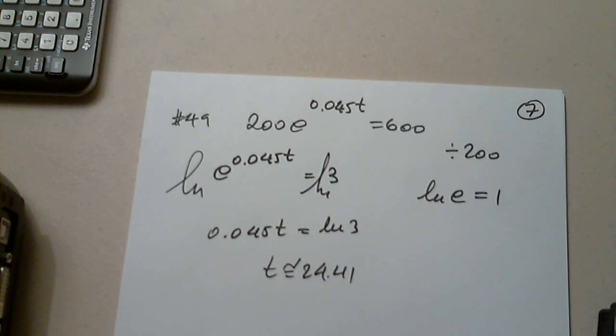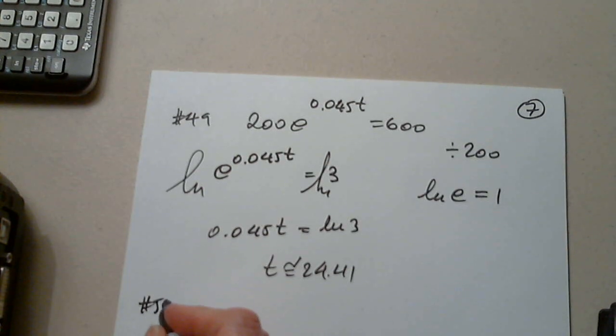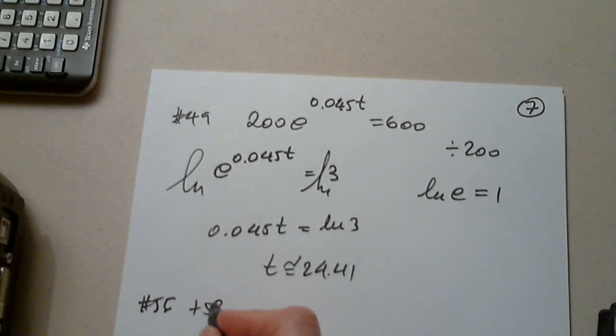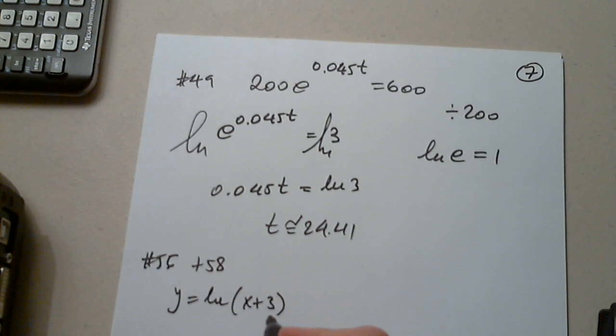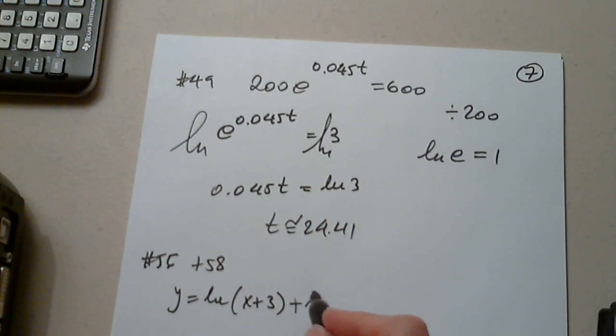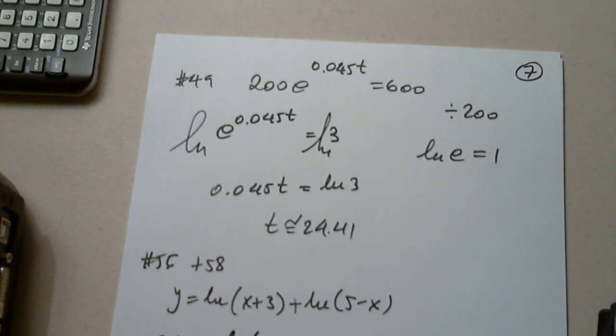Which one? I was gonna say 58. 55 and 58. So let's start with 55. So y equals natural log of x plus 3 plus natural log of 5 minus x. And I'm also copying 58. So g of x equals natural log of x plus 6 plus natural log x. Perfect. Good pick.